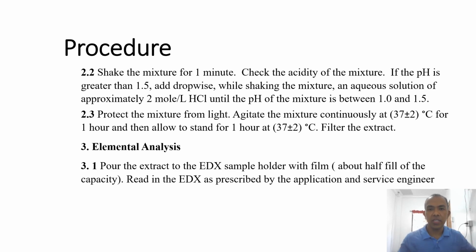You can shake it in any manner you want manually. And then check the acidity of the mixture. We have to get the pH. If the pH is greater than 1.5, add dropwise while shaking the mixture aqueous 2 molar HCl until pH is between 1.0 and 1.5. Pero usually I get in between already because HCl is acidic. Pero pag di mo na-reach kagad, you may adjust using 2 molar HCl.